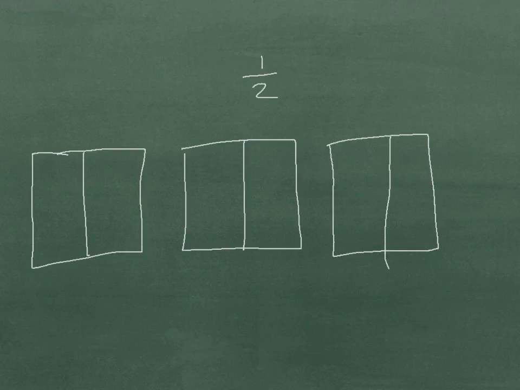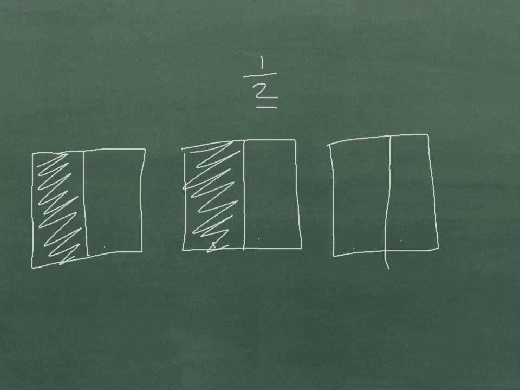Let's try one more time finding equivalent fractions to 1/2. I've made 3 boxes and I have split them all into halves. So as you can see, my denominator is a 2, so each box has 2 parts. And my numerator is a 1, so I'm going to shade 1 out of those 2 parts to signify 1/2. So right now, these are all showing 1/2.